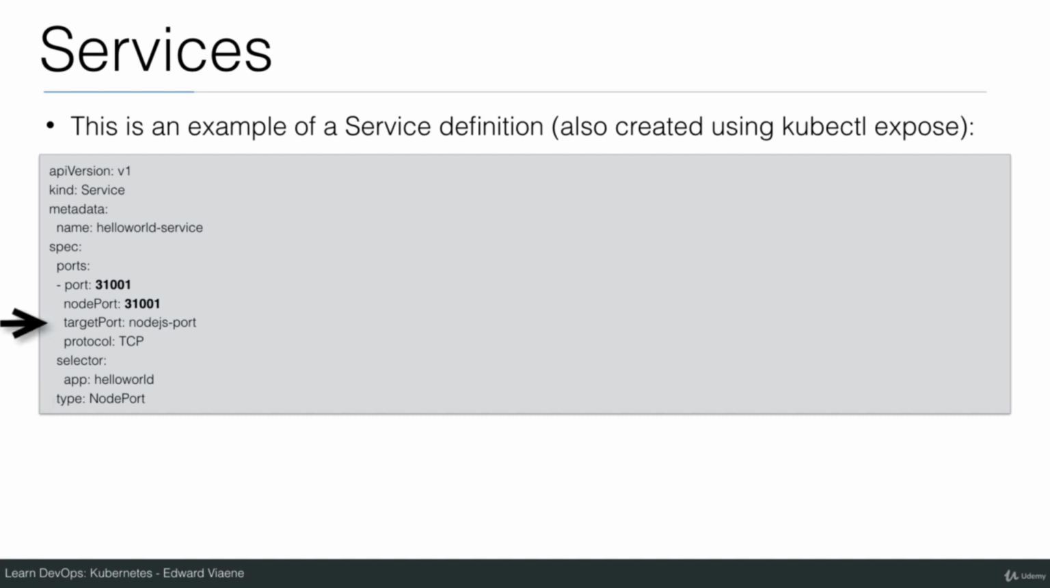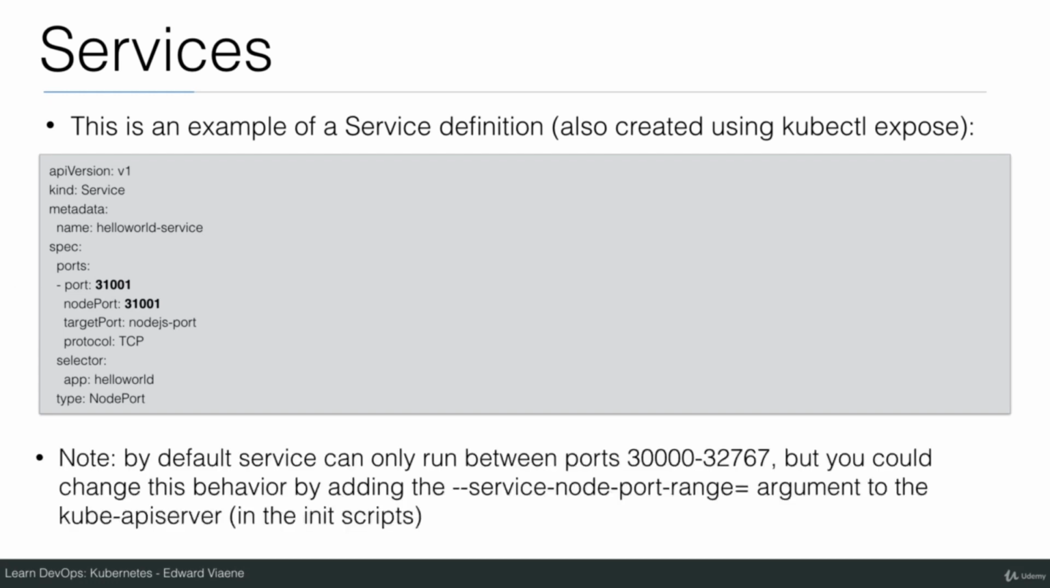The target port is a Node.js port. This name, Node.js port, I defined in my pod, and this is port 3000. The protocol is TCP, and the selector is app hello world. So this will be the service for the pod that has the label app hello world. You don't have to specify this node port. If you don't specify it, then it will be a random port. If you specify it, then this port will be used, but this service can only be created if this port is still available. So you will have to manage port collisions yourself.